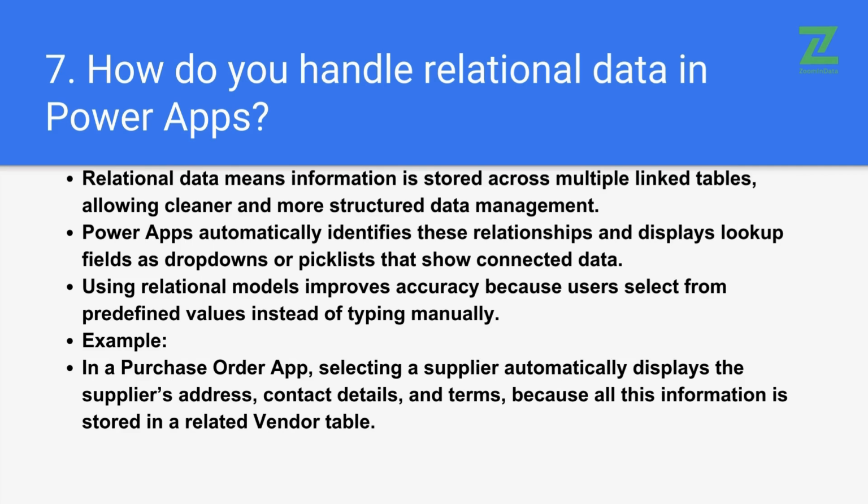Example: in a purchase order app, selecting a supplier automatically displays the supplier's address, contact details, and terms, because all this information is stored in a related vendor table.